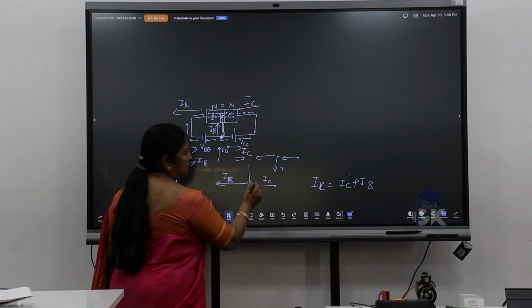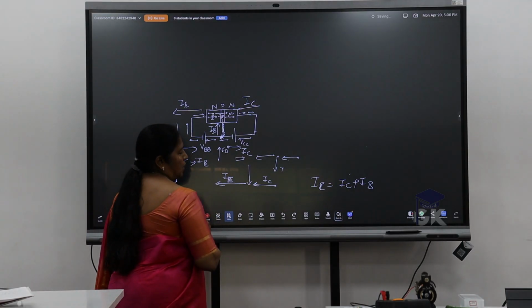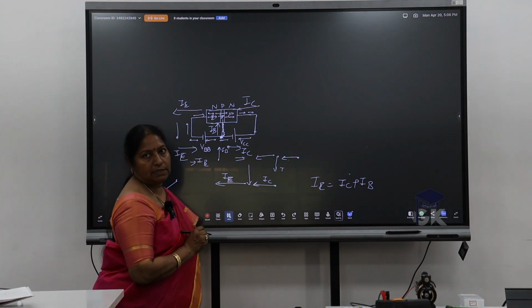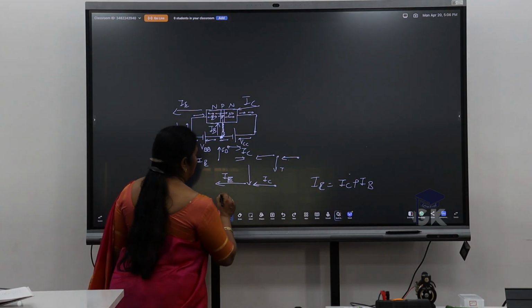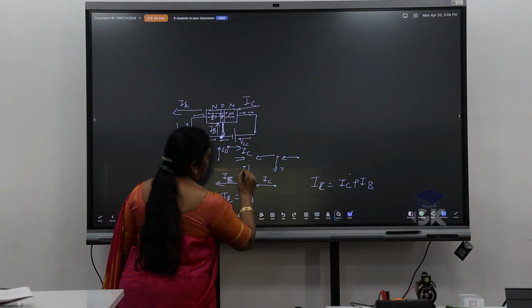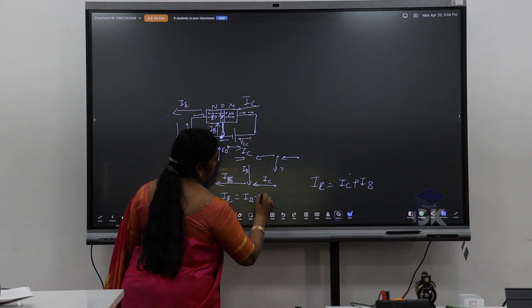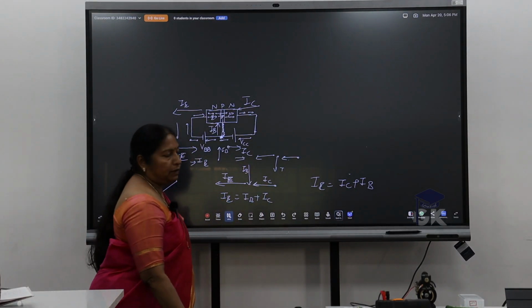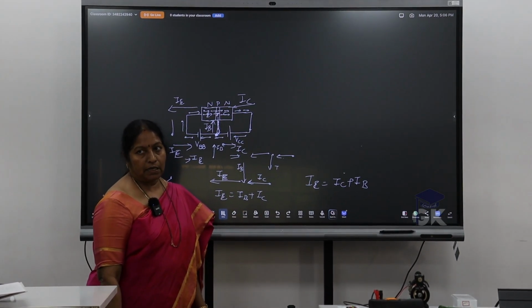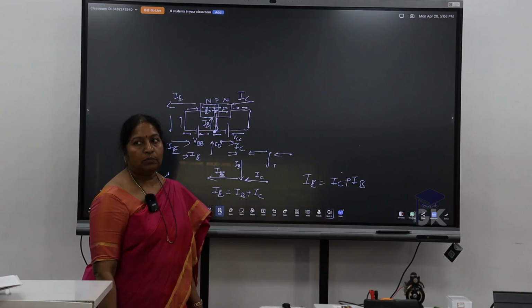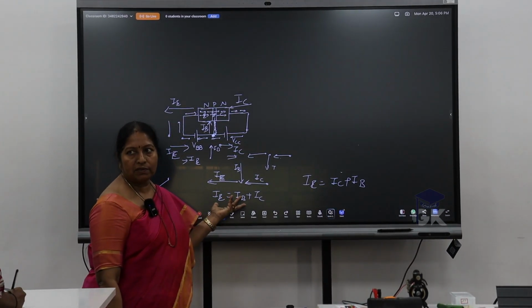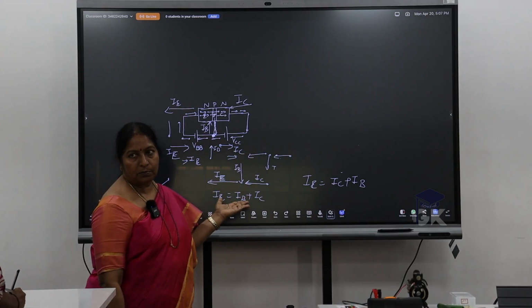So therefore what happens here? IE is equal to IB plus IC. Correct? So we know that we consider the current towards the junction as negative and current away from the junction as positive. Take any way, you can just take: away is negative and towards is positive.